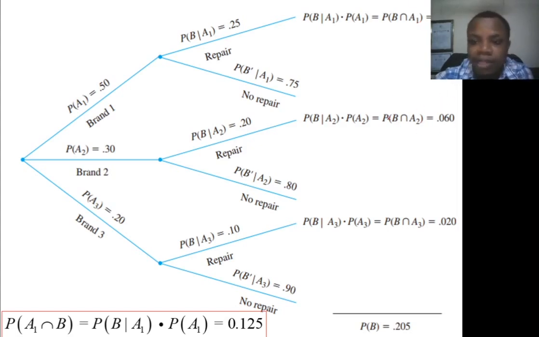In that same case, we could do the same for the other elements. Suppose that we would like to know the probability of the DVD needing repair being brand 2. That also can be estimated here, and the third one is also represented right here.